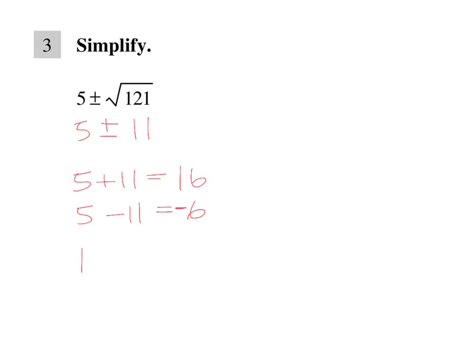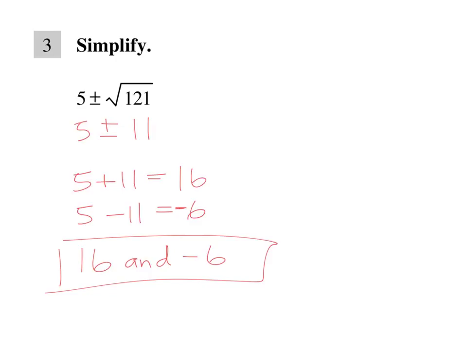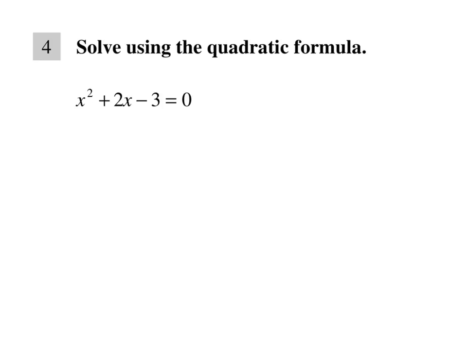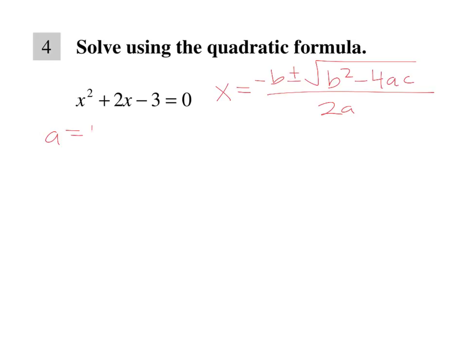All right, so my two simplified answers are 16 and negative 6, or negative 6 and 16. All right, solve using the quadratic formula. All right, here's the quadratic formula. All right, identify my A, my B, and my C. All right, be careful plugging in the values.